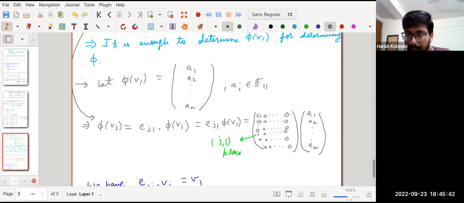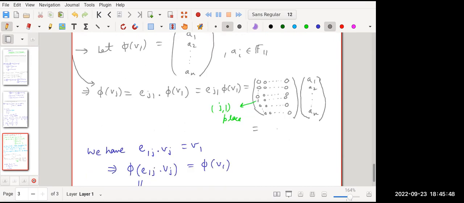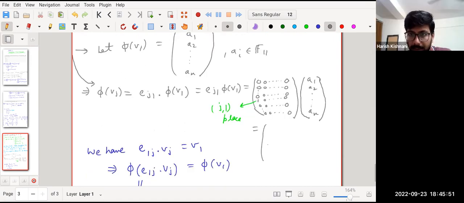then what will you get, Shalini? We get aj at j. Yes, you will just have aj and the rest of the entries are 0. Good, so that will be your output.